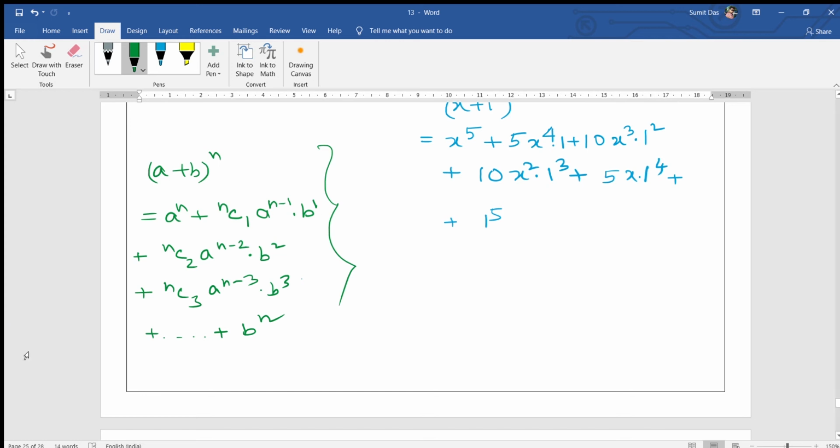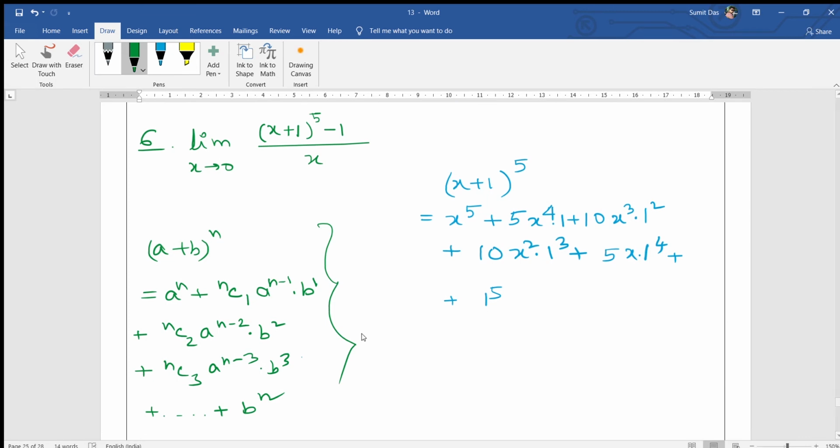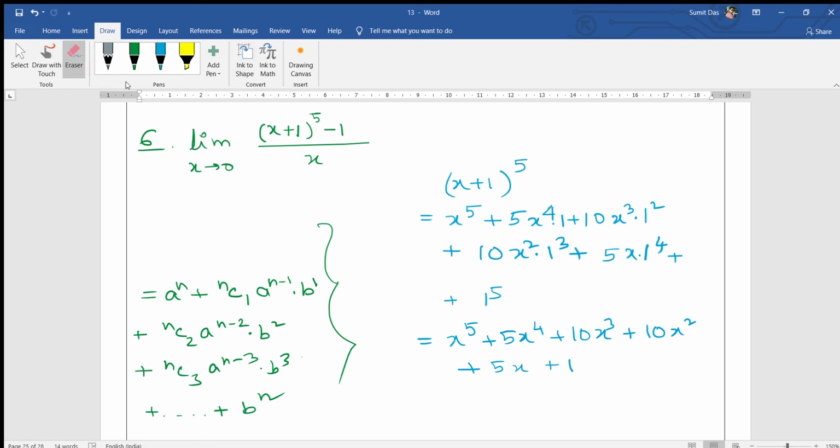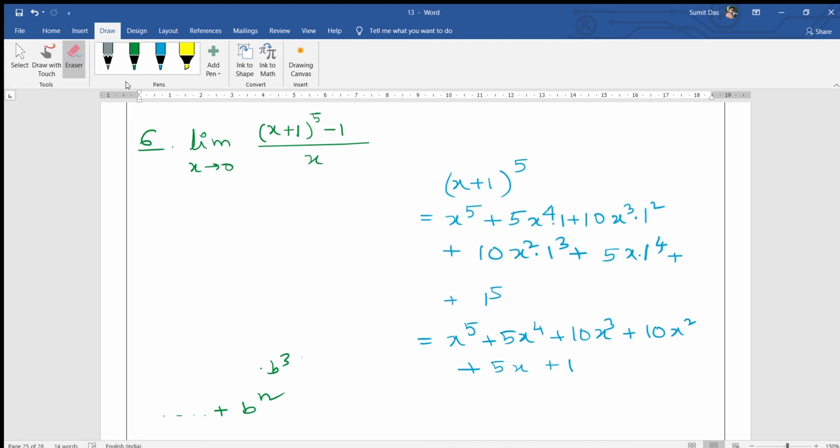Next, our x plus 1 whole to the power 5 formula will be x to the power 5 plus 5x to the power 4 plus 10x cube plus 10x square plus 5x plus 1. So if you put this formula here, you will get limit x tends to 0.